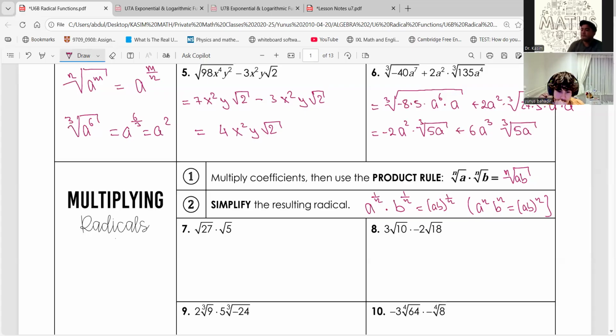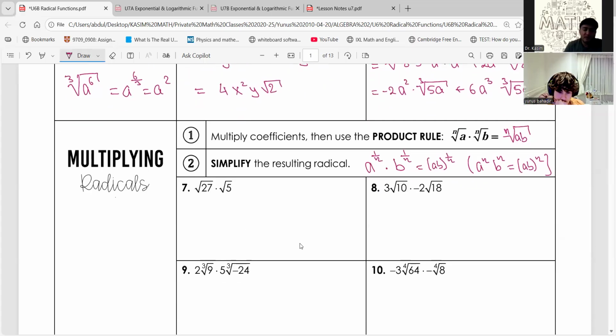In some cases, we can just write this under the same square root and simplify. Like, for example, 27. I know what it is, right? 9 times 3. So I can rewrite it as square root of 9 times square root of 3 times square root of 5. And square root of 9 is just 3. But 3 and 5, I cannot simplify. But instead of writing two roots, I can just write it as a single root. Square root of 15.